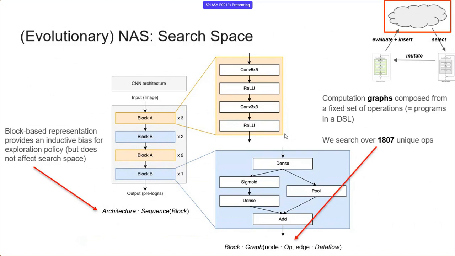I also want to mention on the left, this block-based representation, if you're not aware, is a very common way of specifying neural networks, because it's more compact, so our puny human brains can understand it better. But obviously you can convert a sequence of blocks into a single graph. And so I'm just going to equate the search space with these graphs in the rest of the talk.